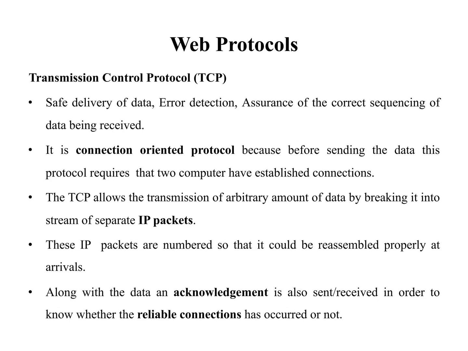Transmission Control Protocol, TCP. It is a connection-oriented protocol. Before sending the data, the protocol requires a connection between the two computers. It allows transmission of a large amount of data by breaking it into IP packets. The packets are numbered so that they are reassembled properly. Next, the data contains acknowledgement. The data sent or received is acknowledged in order to know whether a reliable connection occurred or not. So it contains an acknowledgement.